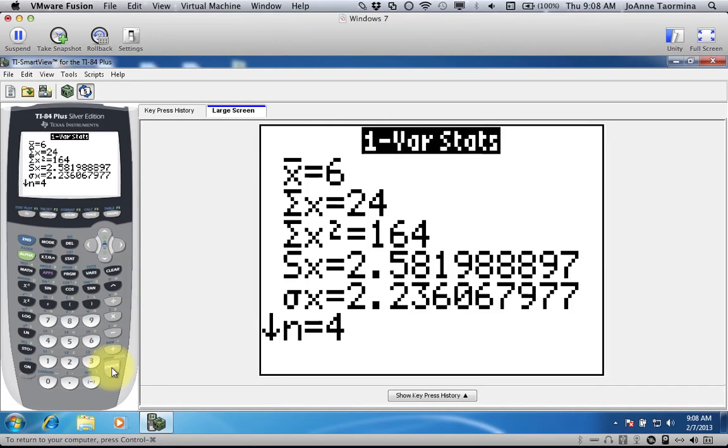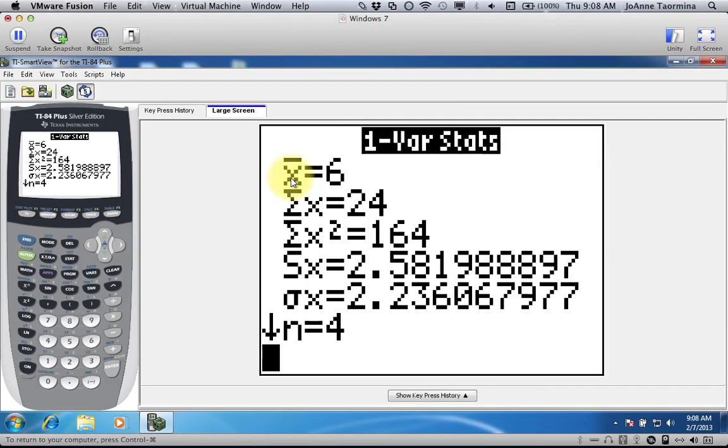Okay, and here's the output that we see when we run one variable statistics. It does give us the mean of 6, x bar equals 6. Now the calculator is not going to use mu versus x bar. So if you know that your data represents a population, it would be your job to recognize that 6 should be denoted as mu.